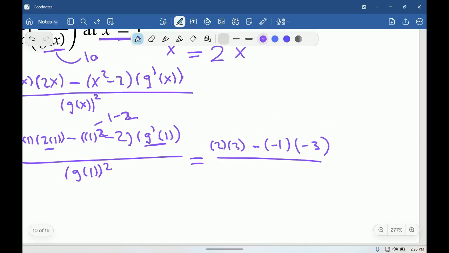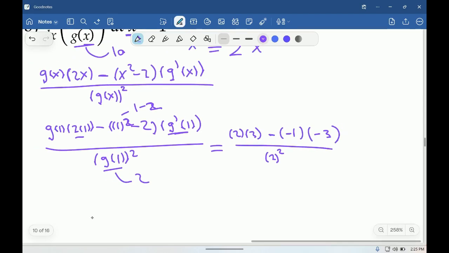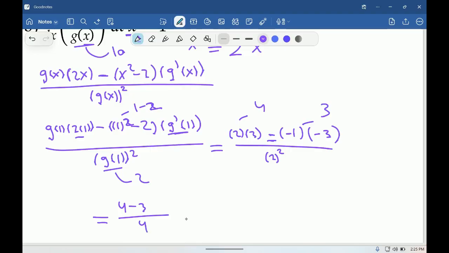And then over here, we already know g of 1 is 2, so we're just going to put this in, 2 squared. And now we're just going to solve. This is going to be 4, and this is going to be 3, but we're going to keep it minus. 4 minus 3 because of this. And then over 4 is going to be 1 over 4.